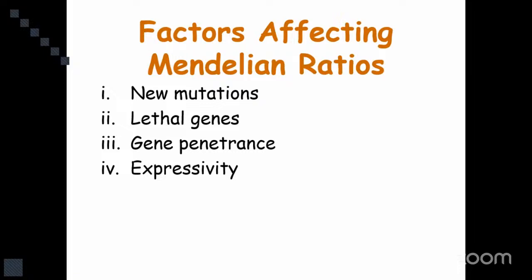Number one, there may be new mutations that arise. Number two, there can be lethal genes. Number three, the degree of the ability of the gene to express itself when present, and then the degree to which it could express itself, known as expressivity. So these four things can affect Mendelian ratios.